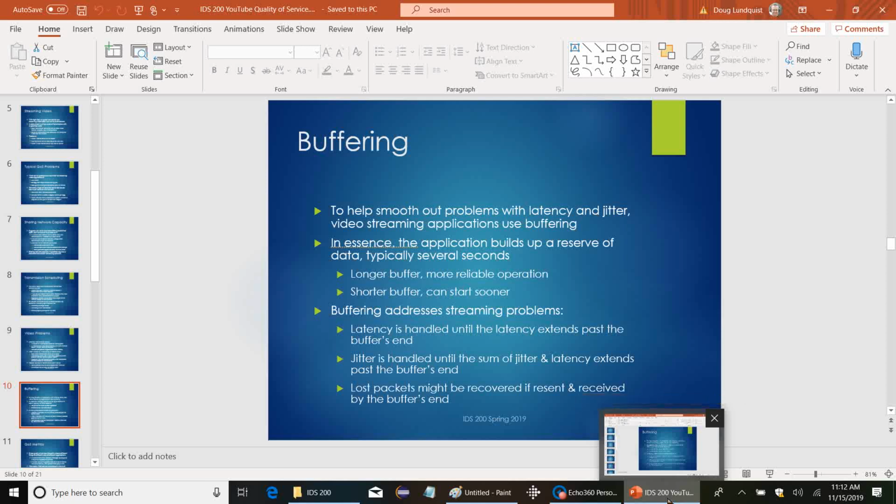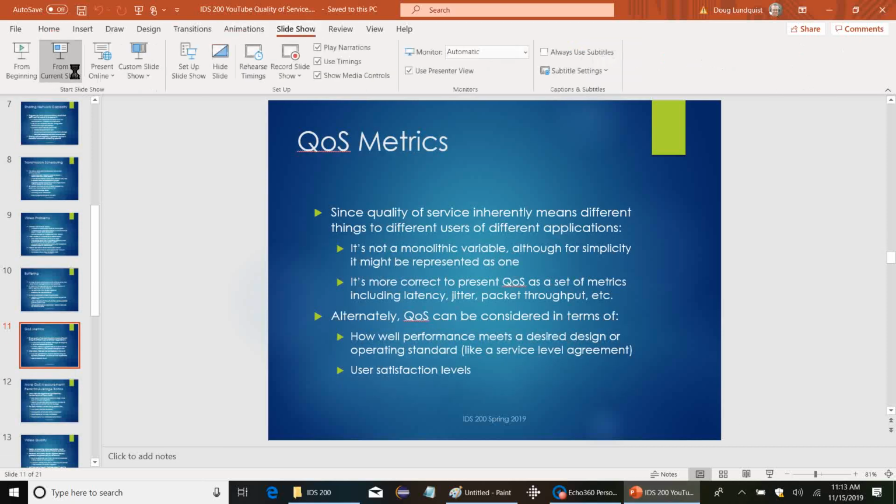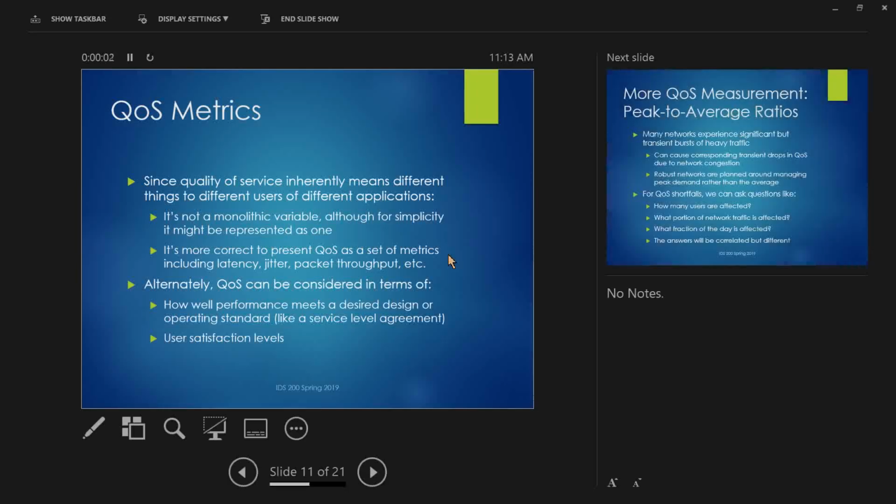Okay, welcome back. Last time we finished up with buffering, and so we're going to be moving onward. Next, quality of service metrics. Okay, so metrics is just a fancy word for measurements, right? Basically, some numbers associated with something. So how do you measure quality of service?